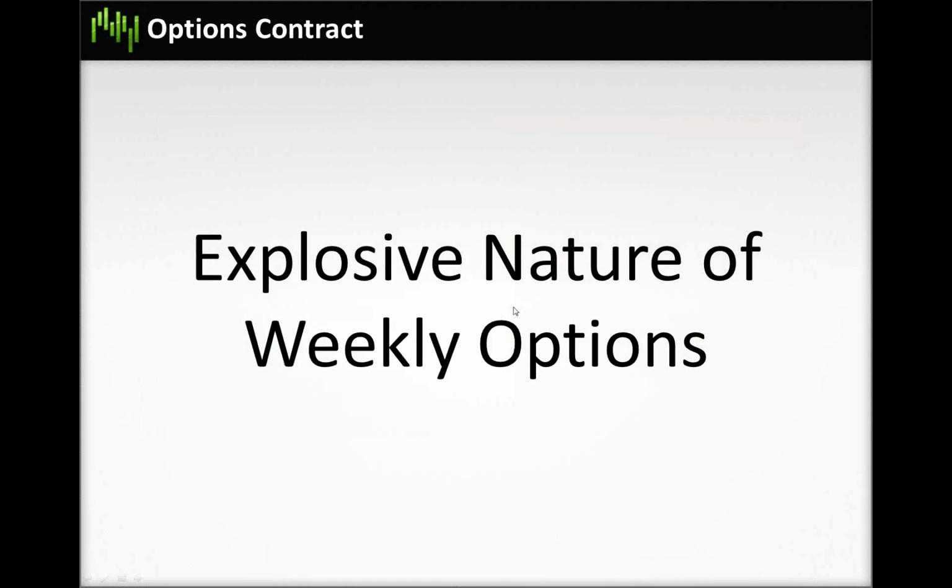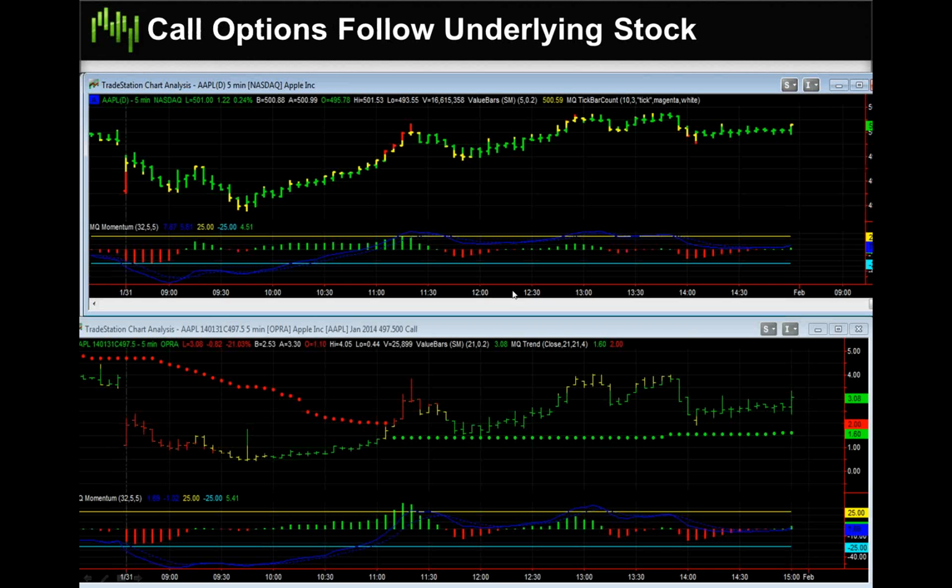So I want to go into more strategies and the nature of the options here. So let's talk about the explosive nature of weekly options. Now, if you plot the underlying, in this case we'll look at Apple, and then you plot a call option chart right next to it, you see the correlation between the two.